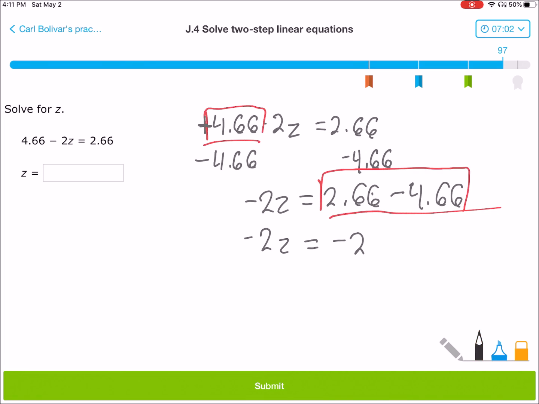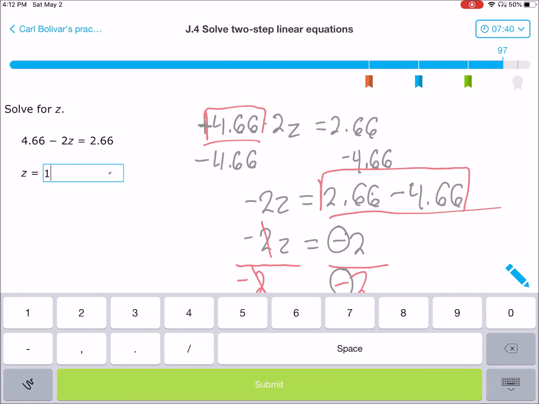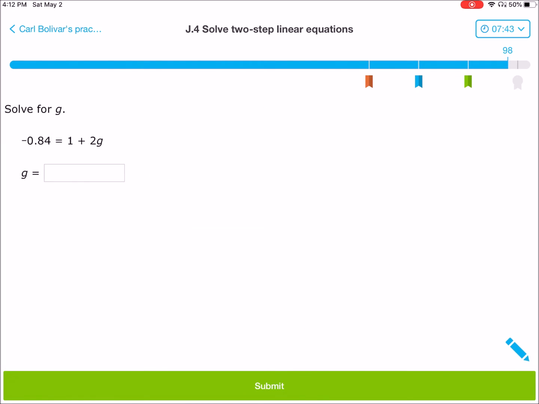And we will divide each side by negative 2. So we will divide here by negative 2, and we will divide here by negative 2 as well. Alright, so then what we're left with is z is equal to, remember the rule about the negatives and negatives? Well, that applies here. When a negative and negative divide each other, what does it make? Yes, a positive. So it's positive 1. So let's put 1 as our answer. Boom. Great.